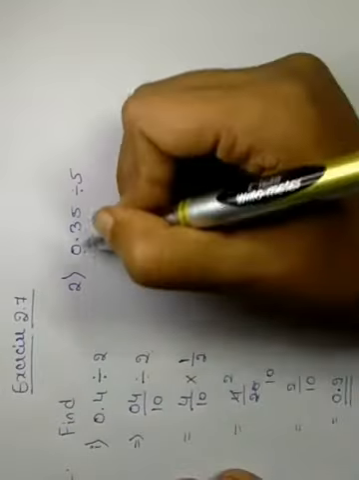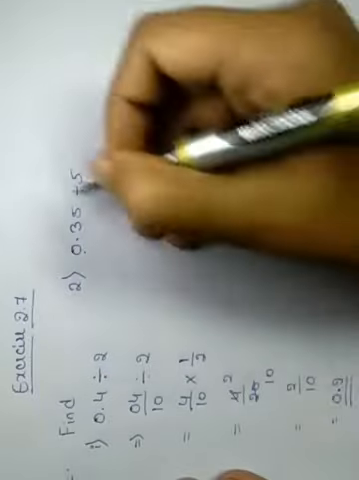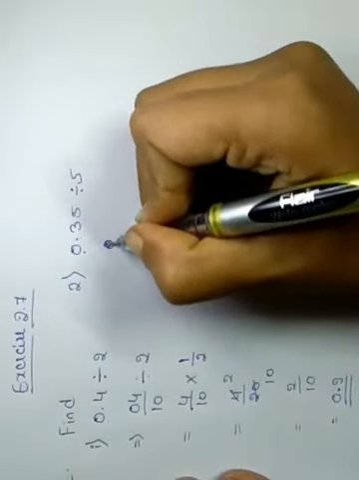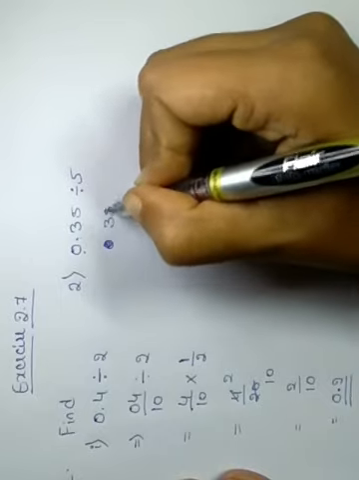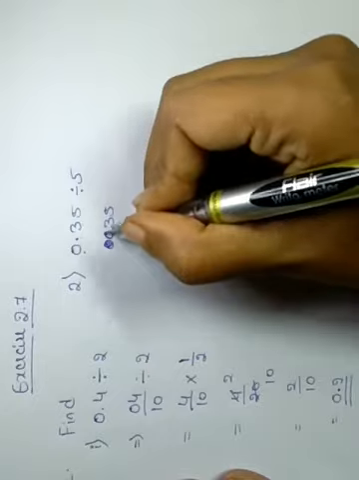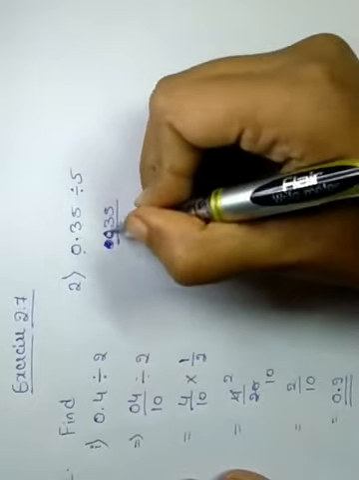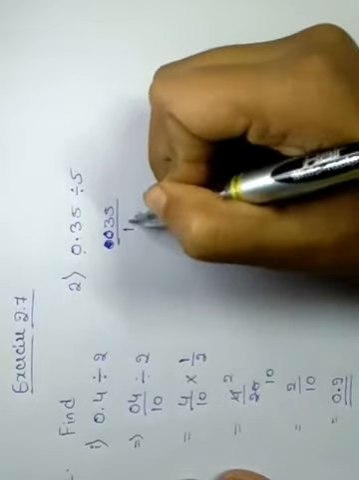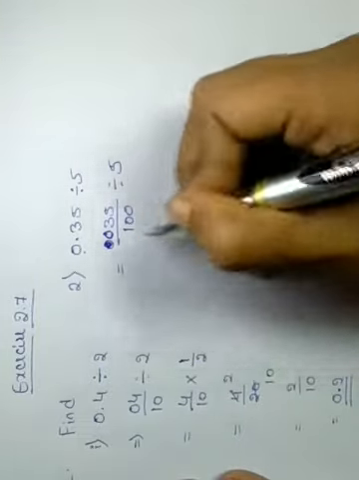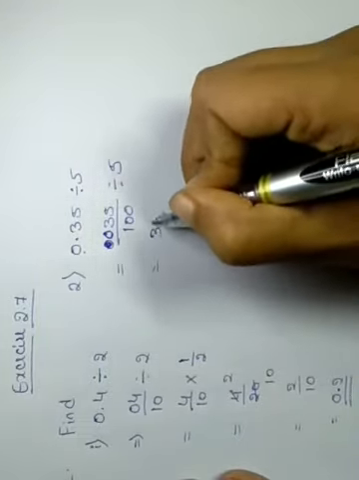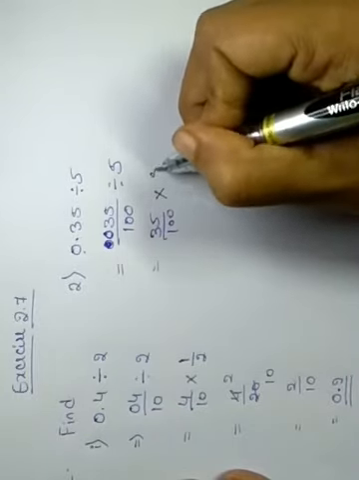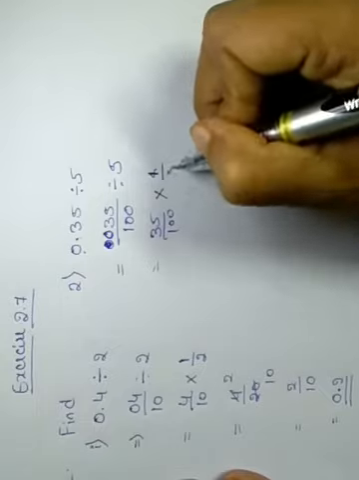Second problem, 0.35 should be divided by 5. We'll ignore the 0 only. 35, after ignoring the decimal point we got 035, or you can write 0 also, no problem. And we'll divide it by 100. The sign we'll keep as it is. Then in the second step, 35 divided by 100, we'll change the sign and take the reciprocal of 5, which gives 1 by 5.